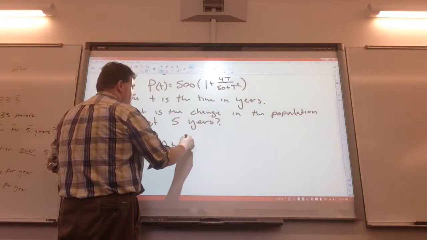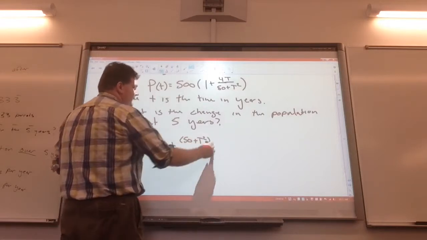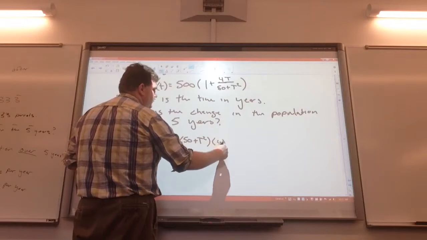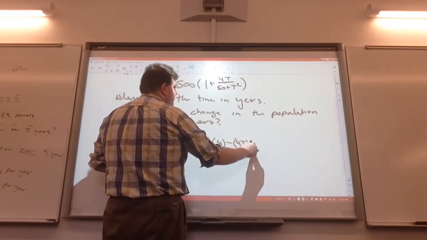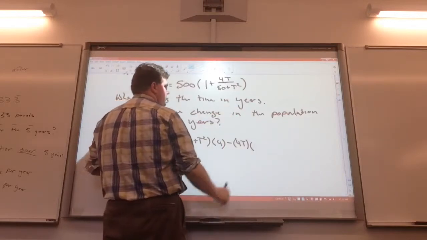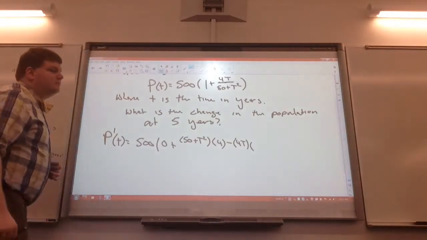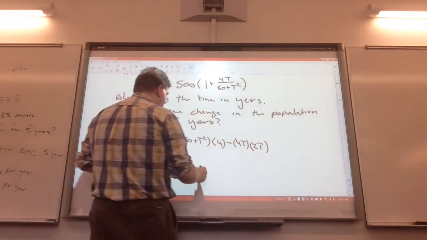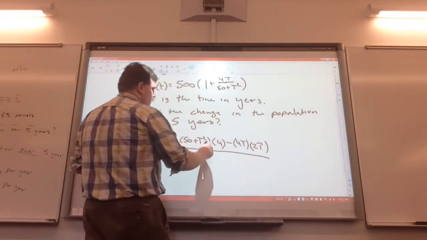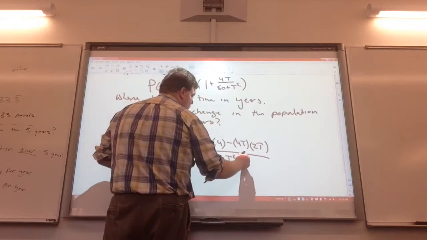Anyway, 50 plus t squared times 4 minus 4t times the derivative of the bottom, which is the derivative of 50 plus t squared, 2t. All over 50 plus t squared, squared.